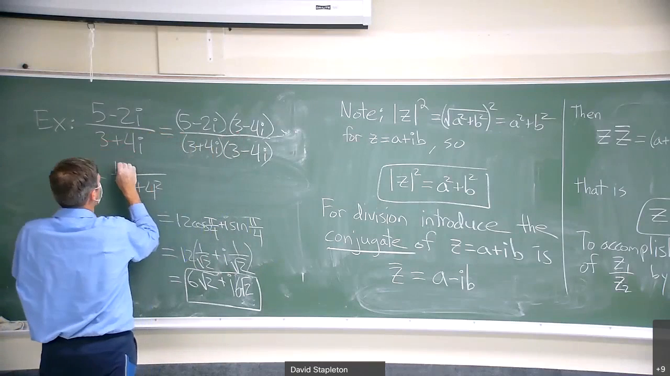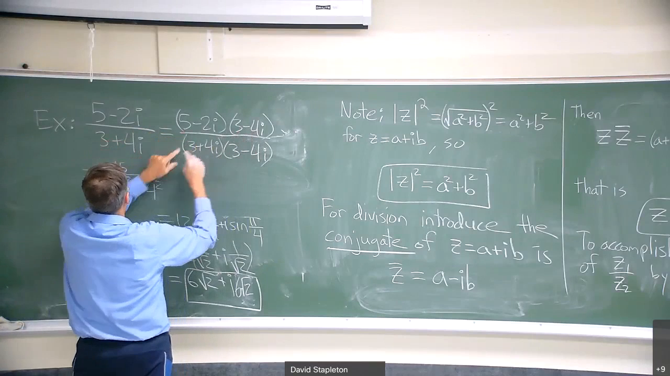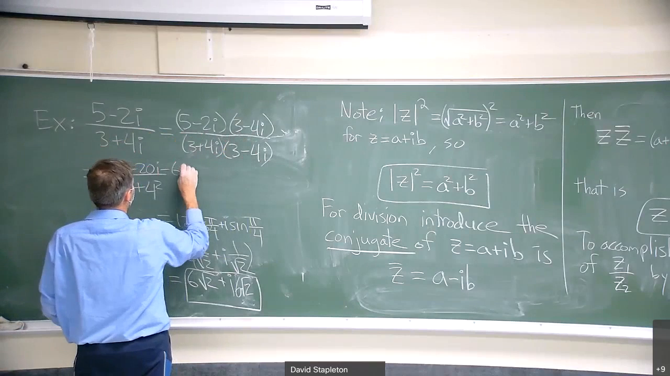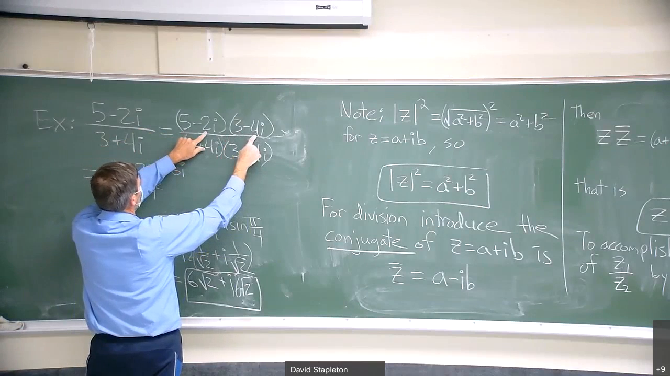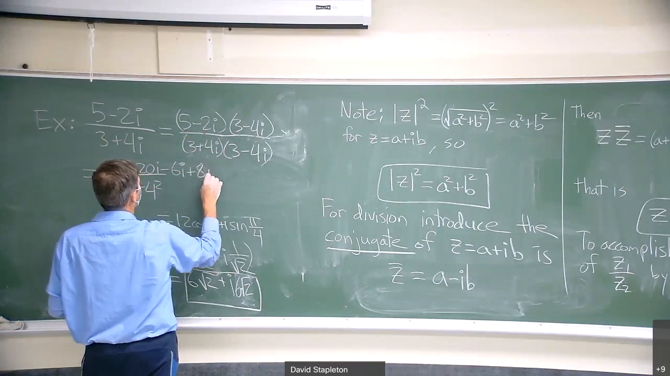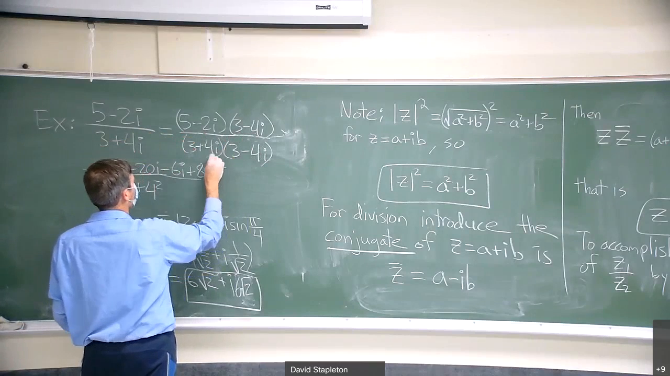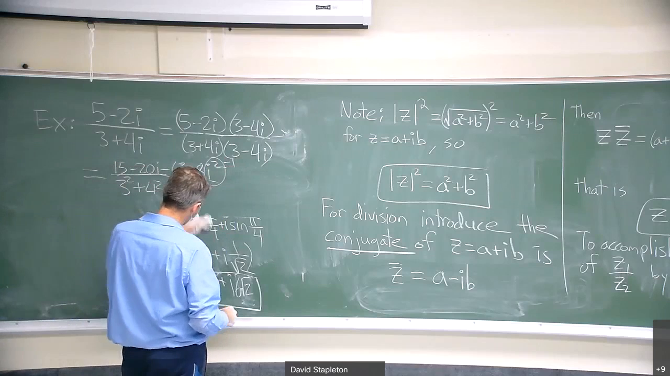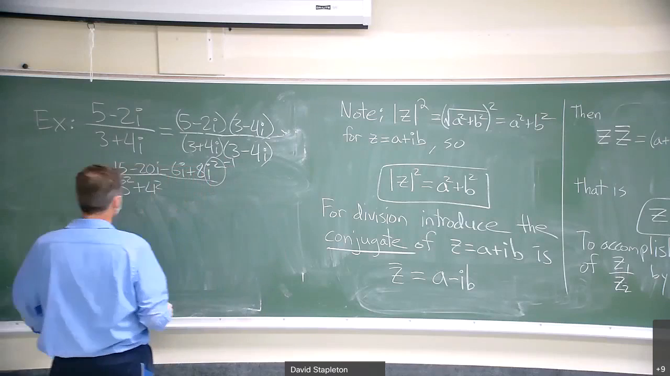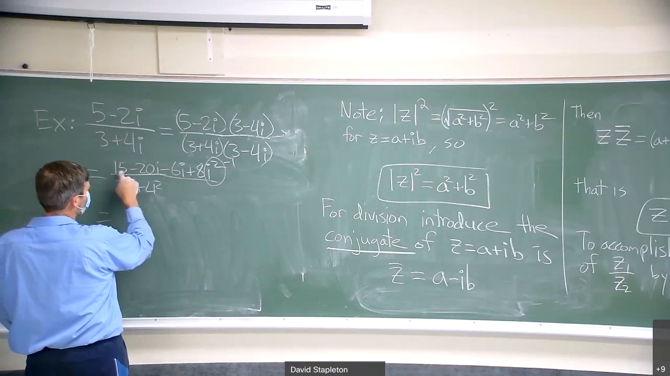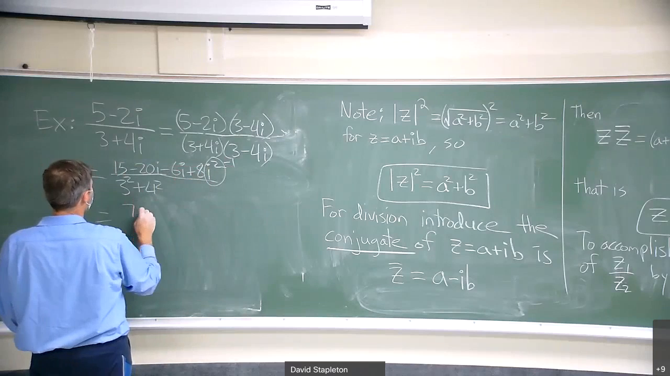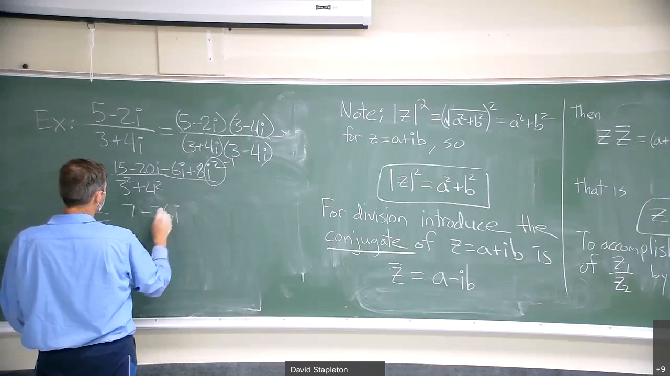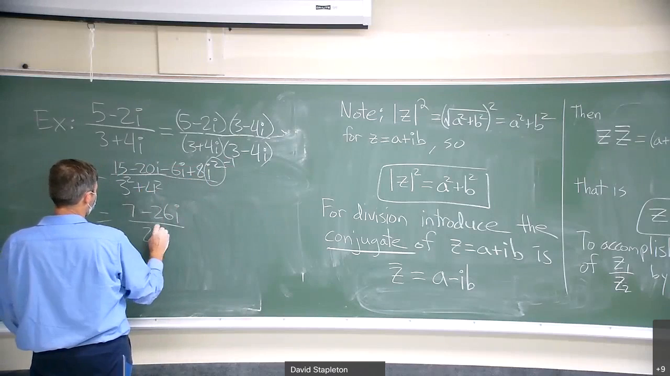5 times 3 is 15. Minus 20 times i is the outside. Minus 6i is the inside. And the last is minus 2 times minus 4 is 8, multiplying i squared. Well, we will call that i squared is negative 1. And so this is 15 minus 8 is 7. Plus minus 20i minus 6i is minus 26i. All over 16 and 9 is 25.